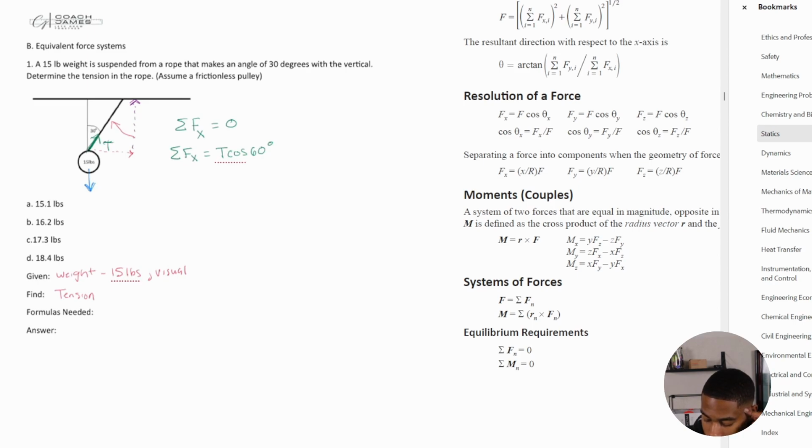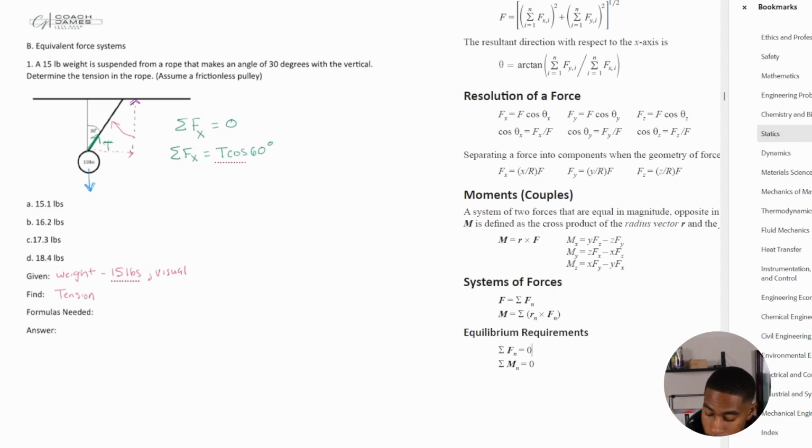Is there anything acting on this in the x? No. So we really can't solve this, because you don't want to do 0 divided by something to get T equal to 0, and we know T is not going to be 0, or at least we don't believe it will be. So this equation doesn't really help us.